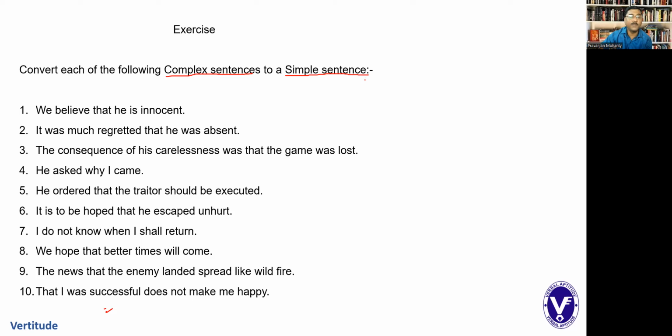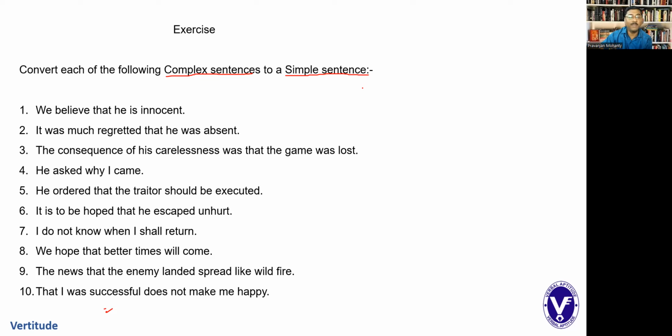It is to be hoped that he escaped unhurt. We hope he escaped unhurt. I do not know when I shall return. I have no knowledge of my return.